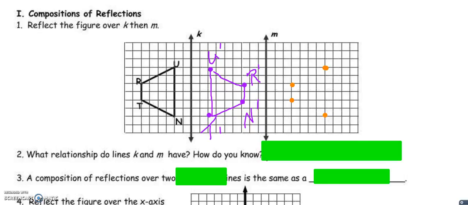So you're going to want to connect your dots again and label your new points. You would put two hash marks, if you will. So it's going to be U with two little lines, R with two little lines, N with two little lines, and T with two little lines.